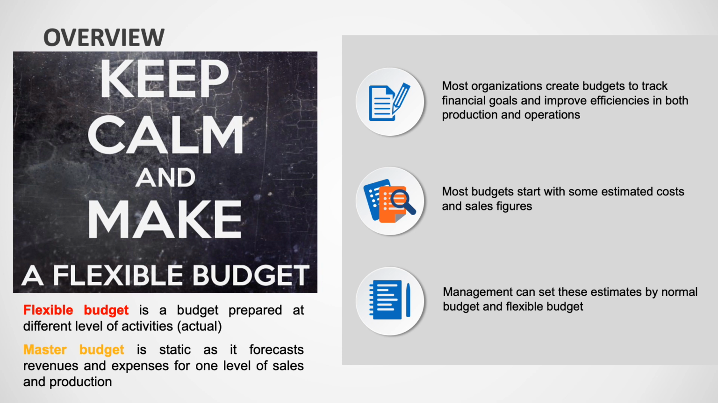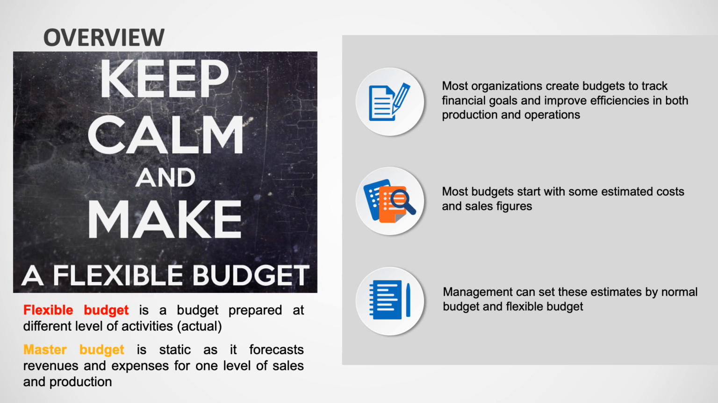For the overview, we get to know that a flexible budget is a budget prepared at different levels of activities. It recognizes different cost behavior patterns and is designed to change as the volume of activity changes. A flexible budget basically has two advantages. The first one, at the planning stage, it may be helpful to know what the effects would be if the actual outcome differs from the prediction.